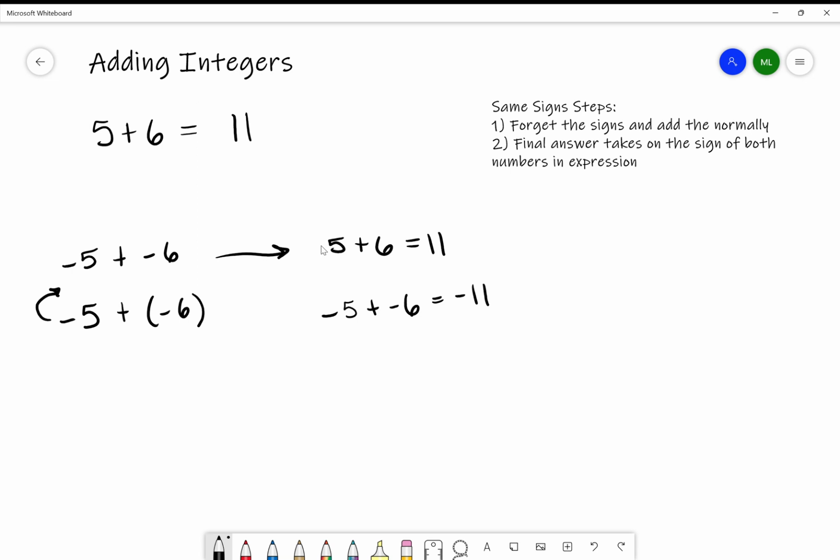And again, because these two numbers both have the same sign, negative, my final answer would be negative. So this right here would be your final answer. So let me box our final answers for both problems. All right, 5 plus 6 is equal to 11, and negative 5 plus negative 6 is equal to negative 11. All right, so now I'm going to scroll down. This was adding integers if they have the same signs.